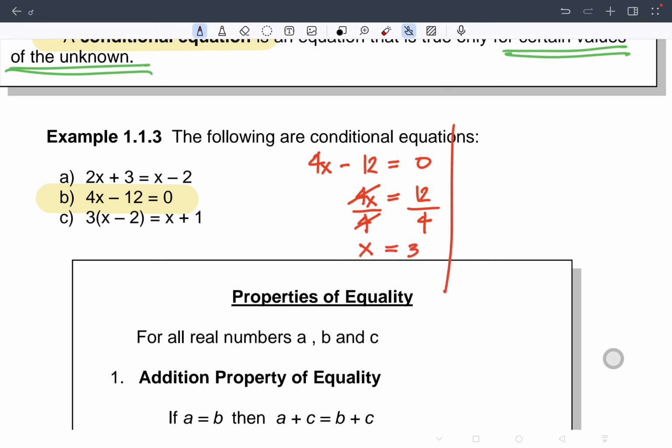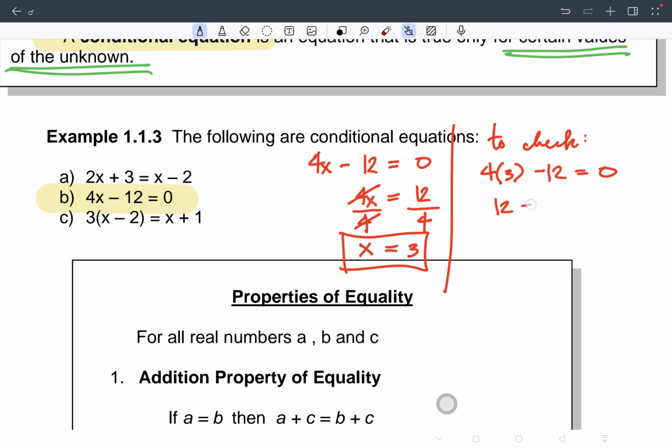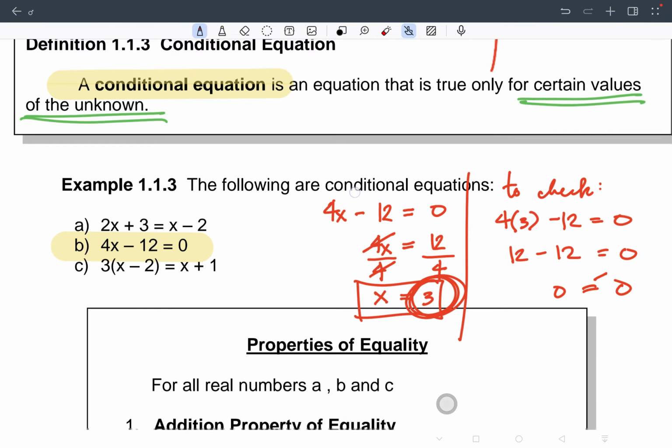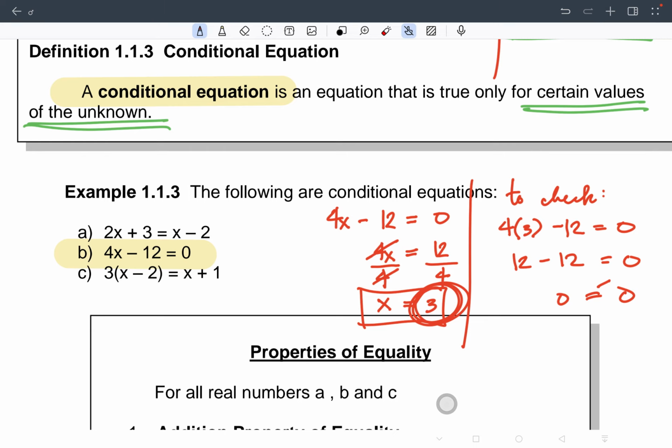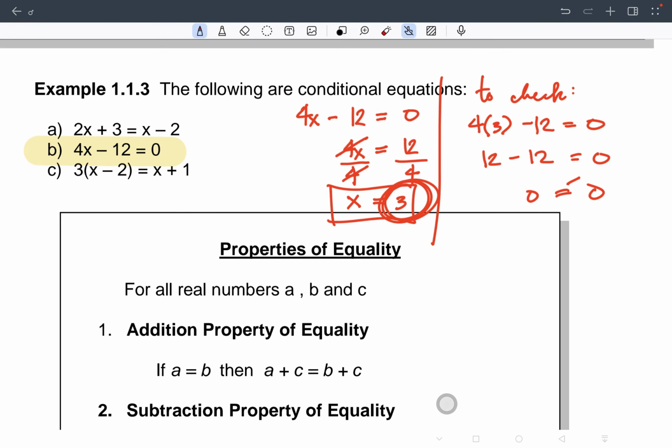Let us try to check. x is equal to 3. Substituting it to the equation, 4x minus 12 equals 0. So, 4 times 3 minus 12 equals 0. 12 minus 12 equals 0. 0 equals 0. So, x equals 3 is the only number that will satisfy this equation. Therefore, 4x minus 12 equals 0 is a conditional equation.